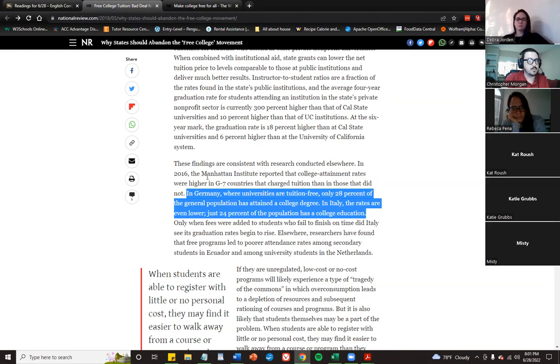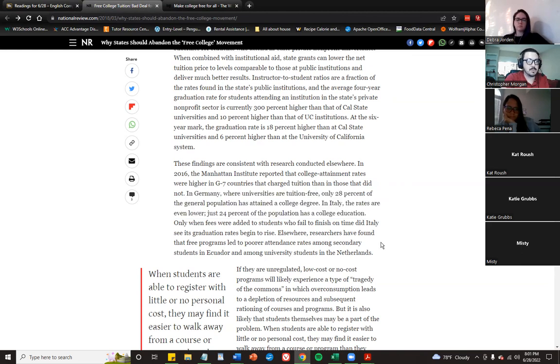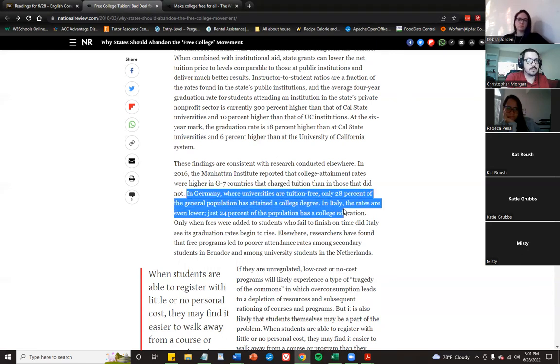They say in 2016, the Manhattan Institute reported that college attainment rates were higher in G7 countries that charged tuition than those that did not. In Germany, what's the relationship between this information and this source? Is this source providing this information? That's kind of unclear to me. Whereas these 28 and 24%, is it even reasonable to compare German universities to Italian universities in this way?